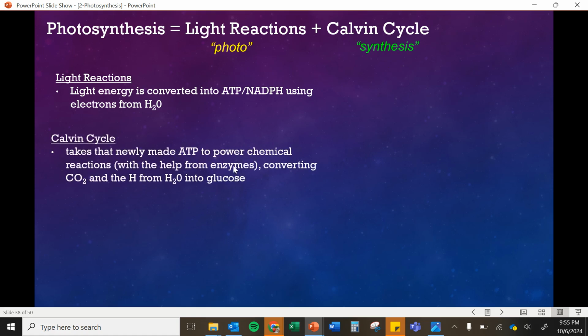The Calvin cycle then takes that newly made ATP and NADPH from the light reactions, and uses it to take carbon dioxide and turn that carbon dioxide into glucose.